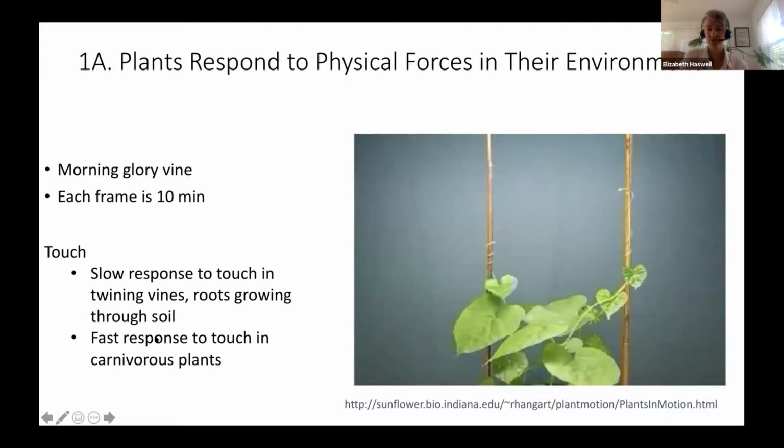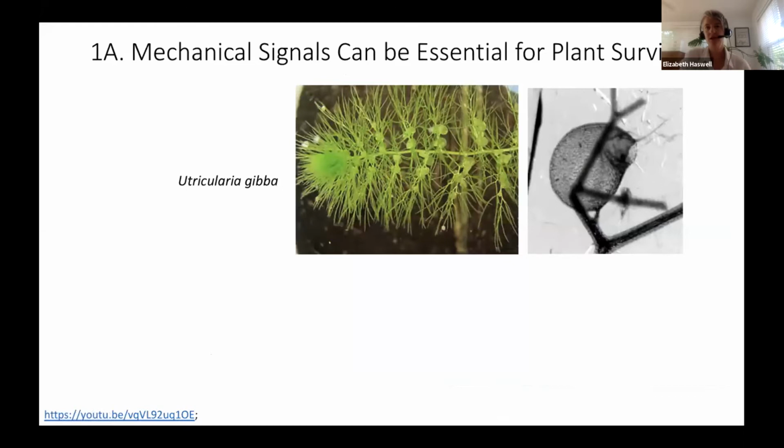However, there are fast responses to touch in some types of plants. One example is carnivorous plants. And one of my favorite carnivorous plants is this aquatic bladderwort called Utricularia gibba. And this is what it looks like. You can actually buy these at any store that sells stuff for your fish tanks.